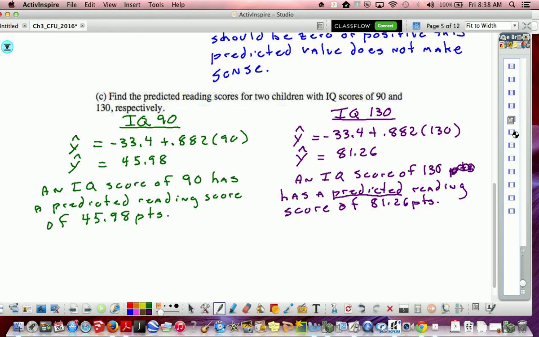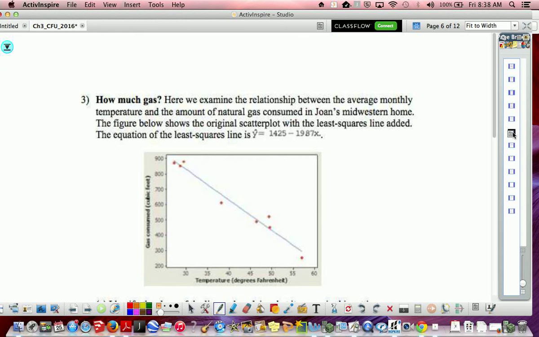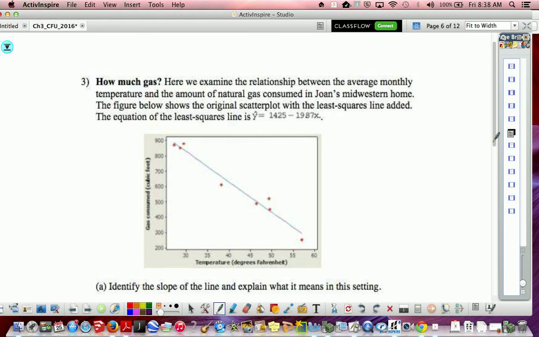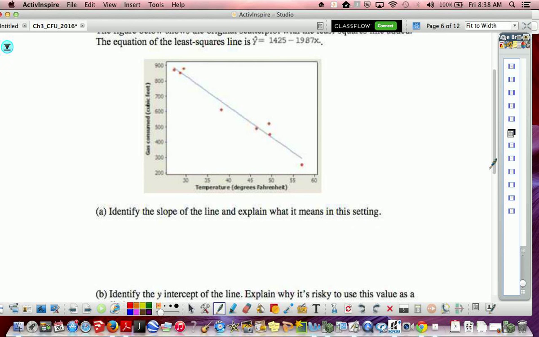Alright, let's flip to the back side. Question number 3, how much gas? Here we examine the relationship between the average monthly temperature and the amount of natural gas consumed in Jones' Midwestern home. The figure below shows the original scatter plot with the least squared line added. The equation to the least squared line is 1,425 minus 19.87x. So here's the temperature. As the temperature is increasing, the amount of gas consumed in cubic feet is decreasing.